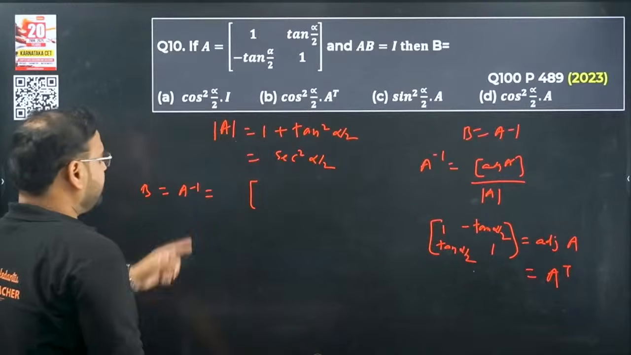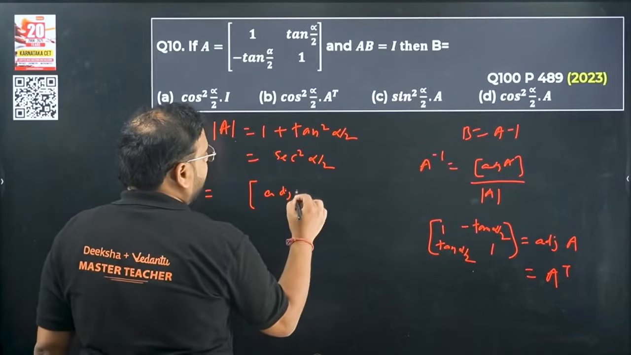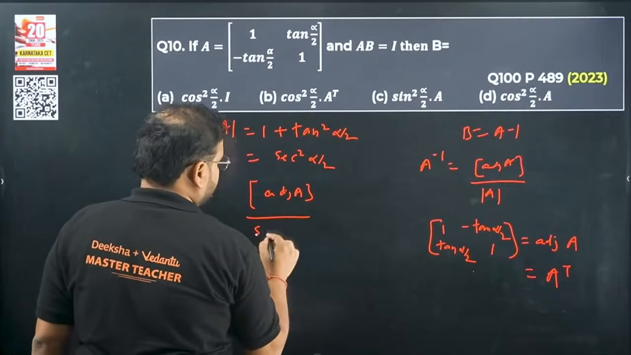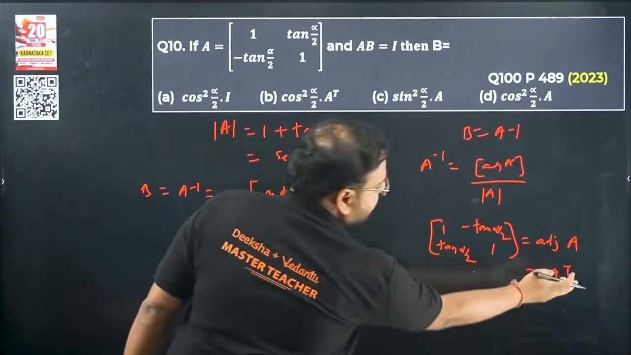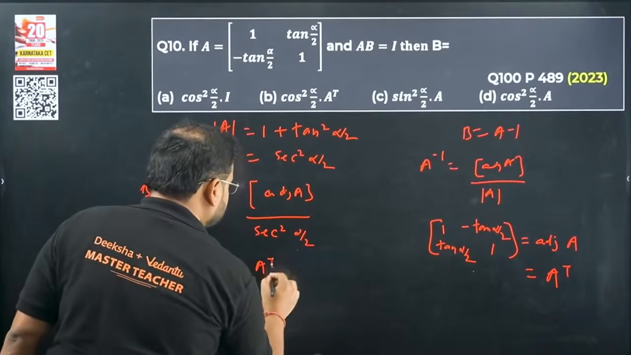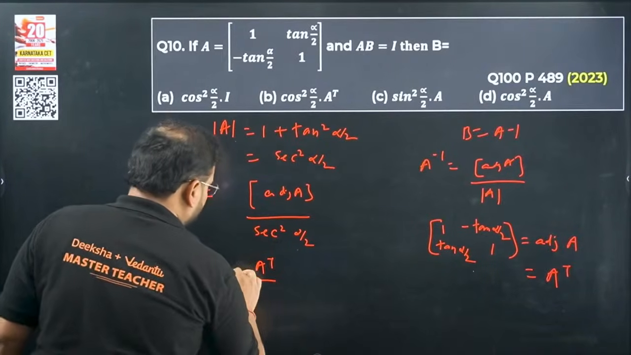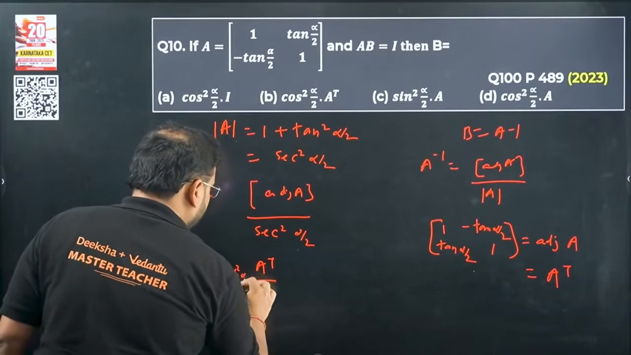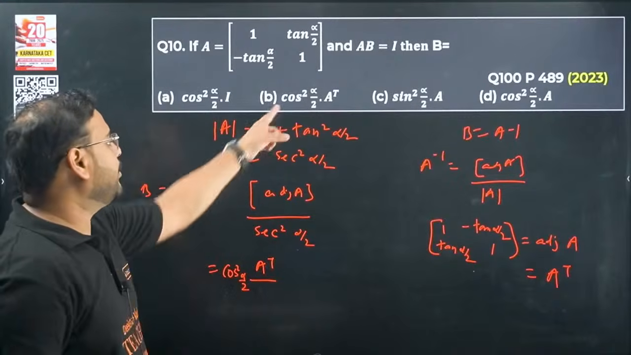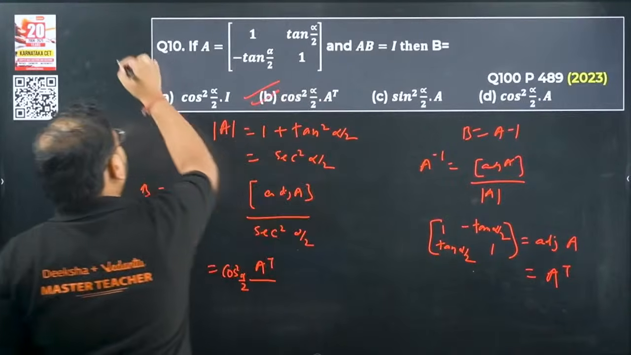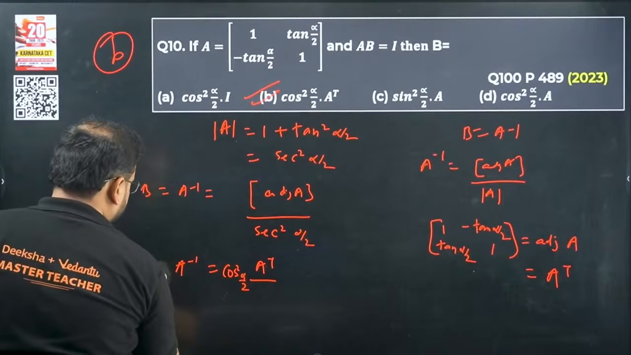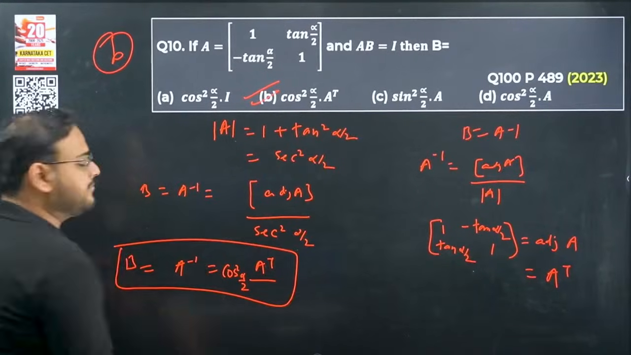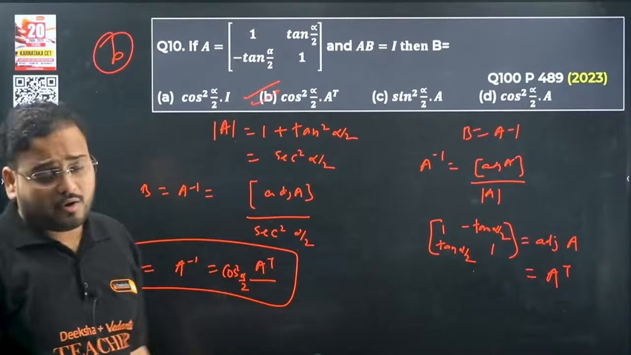So I'll write over here inverse of A as adjoint of A by sec square alpha by 2. This will be A transpose. 1 by sec will become cos, so cos square alpha by 2 into A transpose is option B. Check, this is your A inverse, which is nothing but the matrix B. Clear enough? Difficult? Of course not.